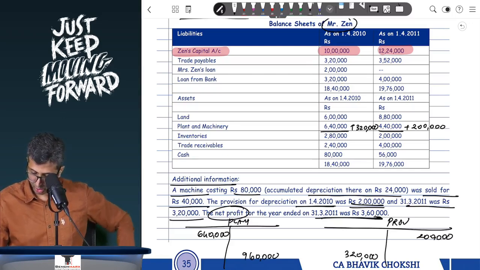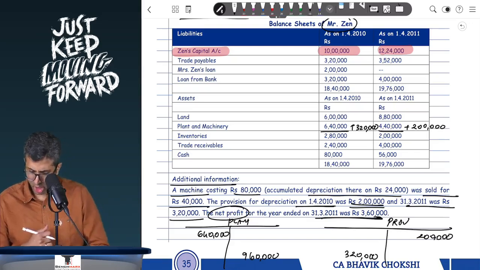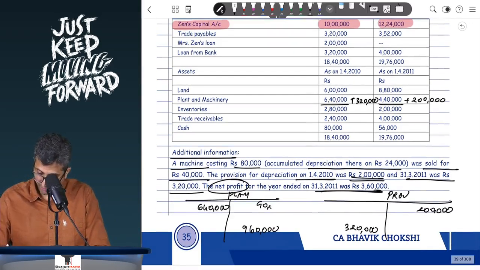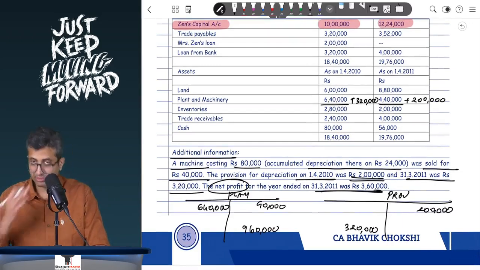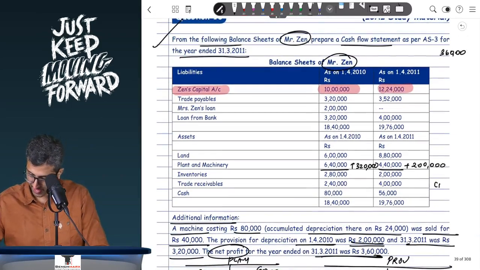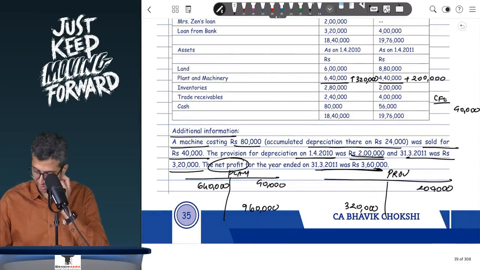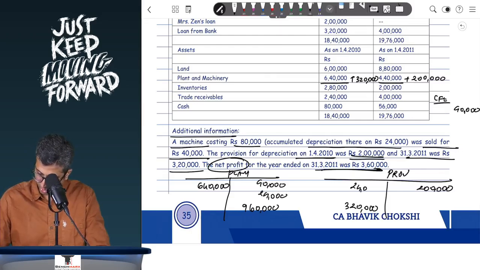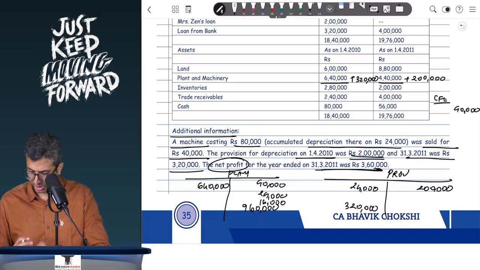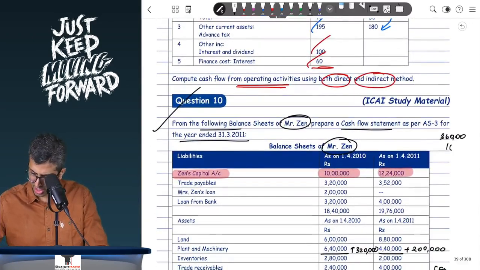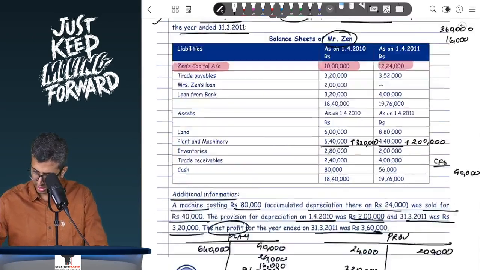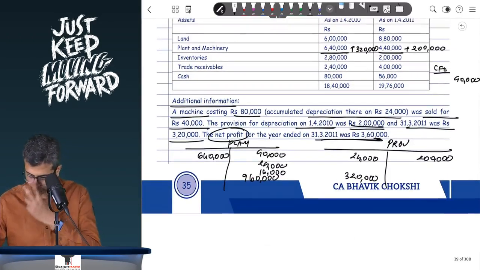Okay, now a machine costing 80,000 with accumulated depreciation of 24,000 was sold for 40,000. So this is bank account debit. 40,000 will go in my cash flow from investing. In my CFI I will have 40,000. Then provision for depreciation I think is how much? 24,000. Second effect will come over here, 24,000, and there's a loss I believe of 16,000. So over here the loss of 16,000 will be adjusted, must have been added over here. So you will adjust it 16,000, and that is about it.